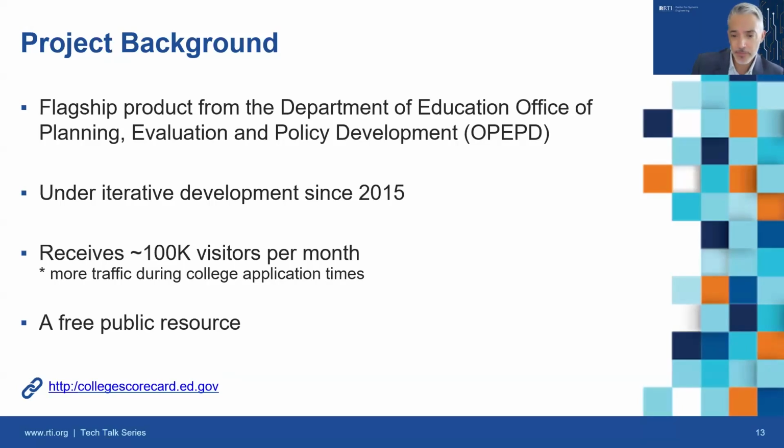Here's a slide with a little project background on the scorecard. The scorecard comes out of the Department of Education's Office of Planning, Evaluation, and Policy Development. The first MVP of the tool was released in 2015, and it has gone through several iterations since then. Currently, we have around 100,000 unique visitors a month, which is not too shabby when you consider it's a Department of Education website related to post-secondary education data. The big bonus, at least from what I've heard when doing outreach, is that this is a free resource.